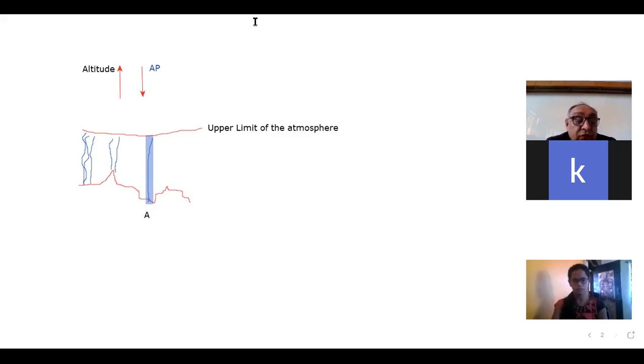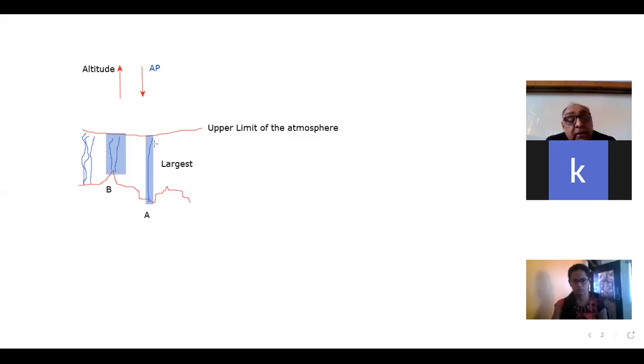The length of the column of air at this point is the largest length as compared to other points. So let me take the point B here. The length of this column of air at point B is the smallest length because the point is at a height. Let's suppose this is Mount Everest.